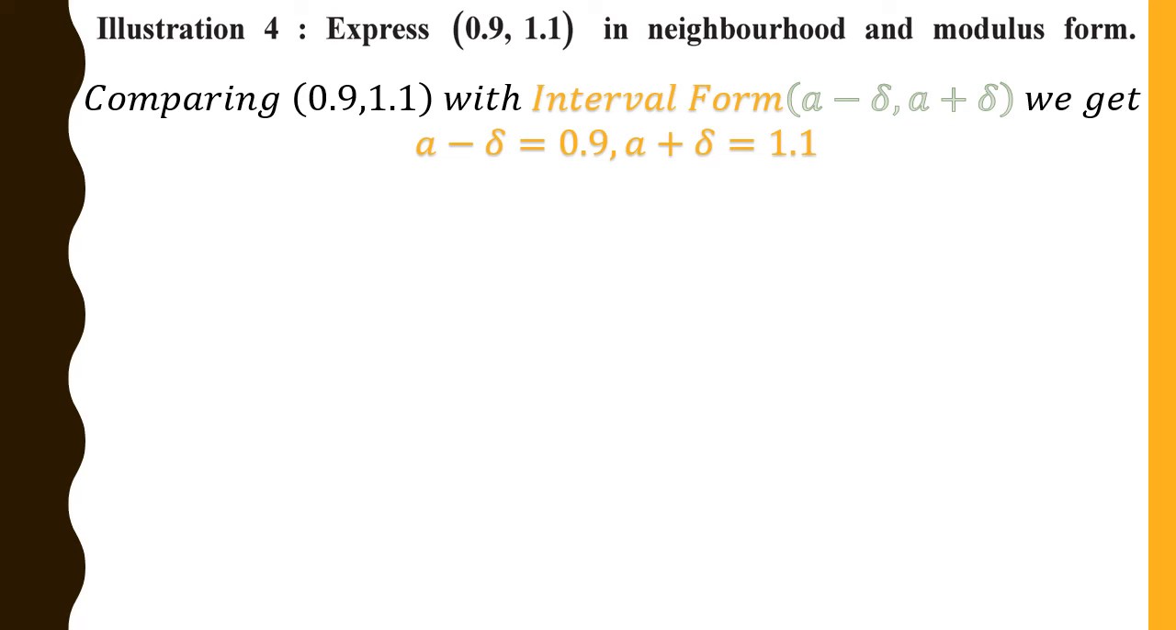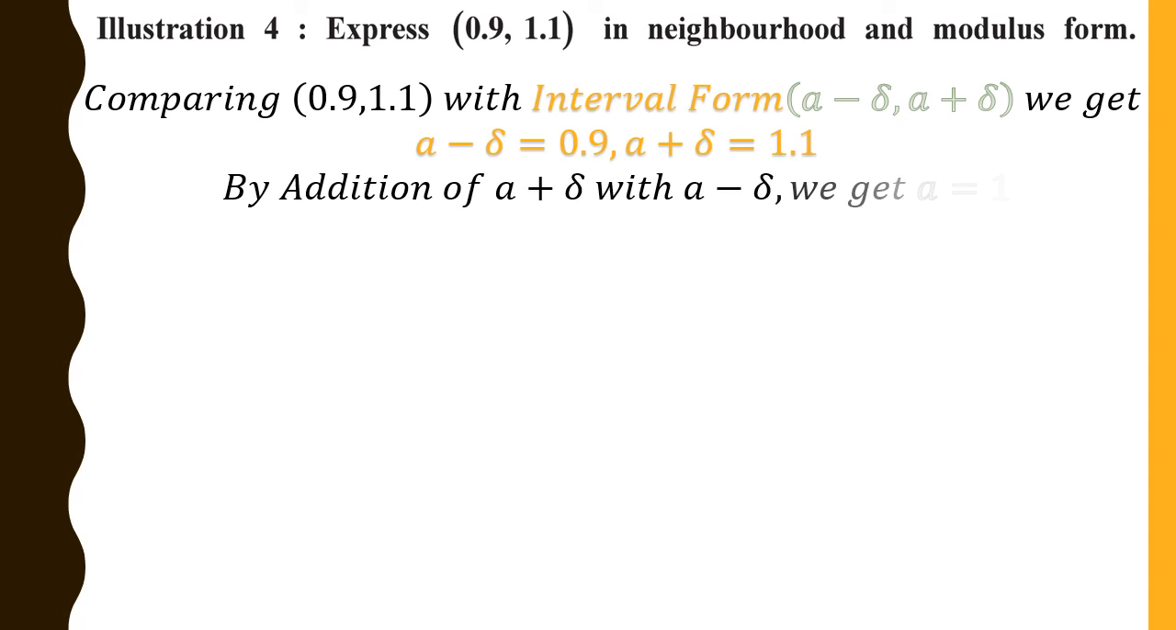Now in the primary standards you have studied the method of addition of the two equations a - delta and a + delta. When we add both of them, the delta gets eliminated. So a plus a becomes 2a and 0.9 plus 1.1 becomes 2. So 2a is equal to 2. That means a is equal to 1. This calculation you must do in your paper because you have already studied it in your primary standards. Still I am giving you the concept here.